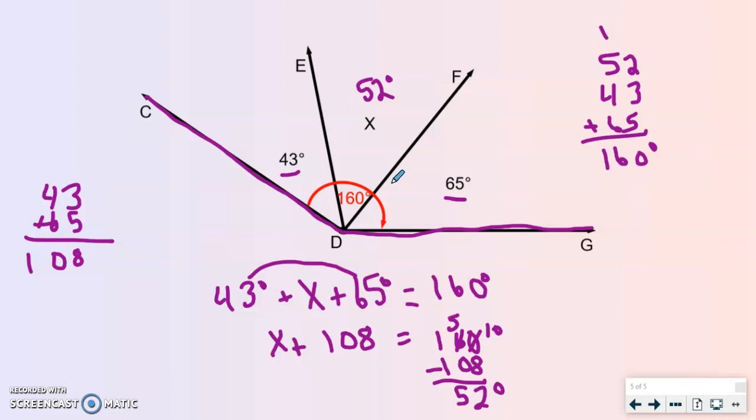Your assignment today is to complete the 2 worksheets titled Adjacent Angles that will be posted. And after that, we are done. We're going to be starting our review for the end of the year.